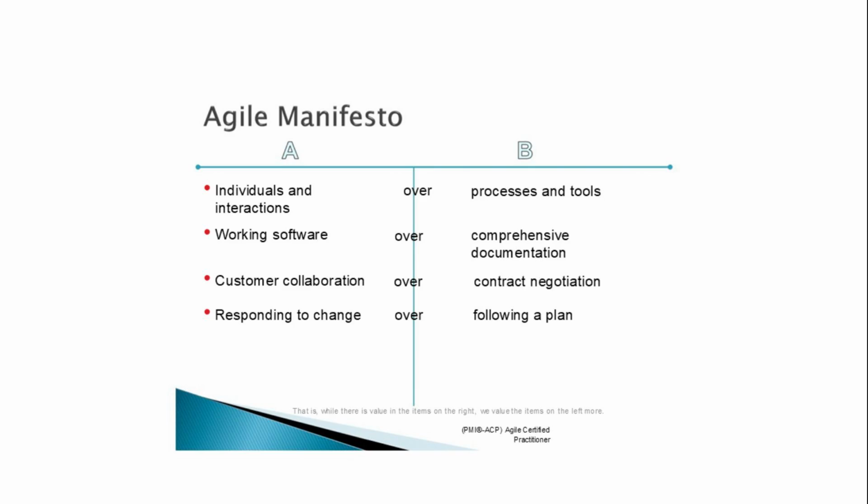The Agile Manifesto emphasizes the importance of individuals and interactions over processes and tools, working software over comprehensive documentation, customer collaboration over contract negotiation, and responding to change over following a plan. These values guide Agile teams in prioritizing human-centric approaches and adaptability.